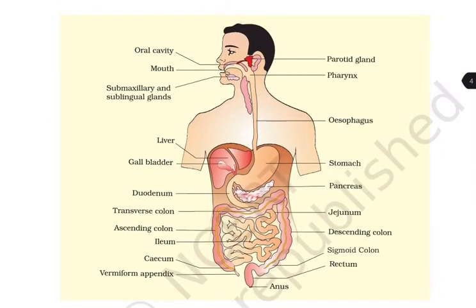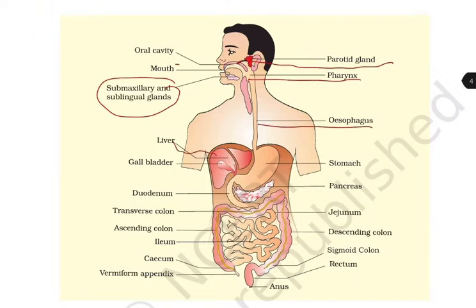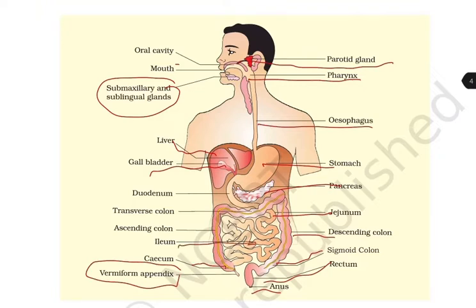This is the figure. This is the parotid gland and the pharynx and the oral cavity, mouth, submaxillary and sublingual gland, esophagus, liver, gallbladder, stomach, pancreas, jejunum, descending colon, sigmoid colon, rectum, anus, vermiform appendix, cecum, ileum, ascending colon, transverse colon, duodenum.